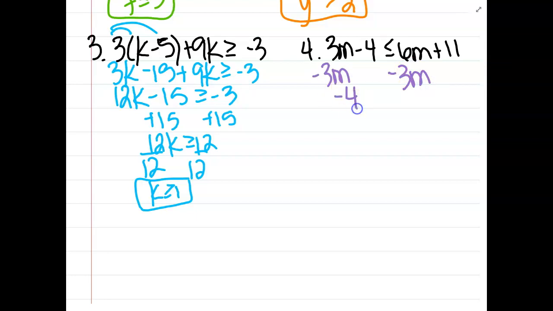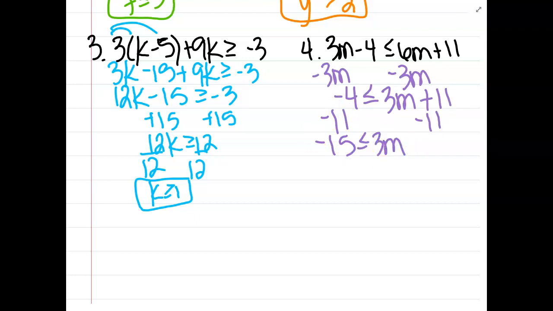So we have negative 4 is less than or equal to, and that's going to give me a positive 3m plus 11. As long as that number is positive, you're not going to have to worry about flipping the sign. So that's kind of a nice thing about doing it that way as well. Now that we have our two-step equation, we can subtract 11 from both sides. So we have negative 15 is less than or equal to 3m. And then we could divide by 3. So we have negative 5 is less than or equal to m.